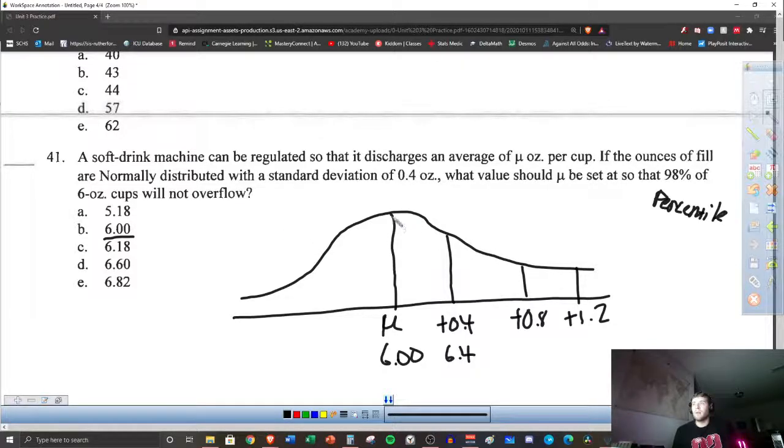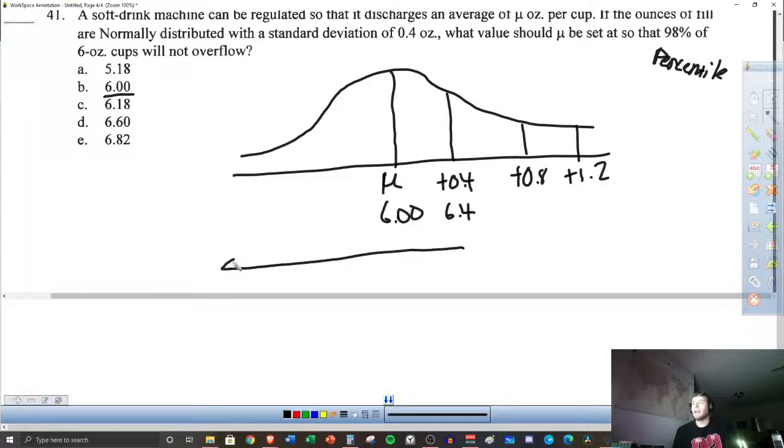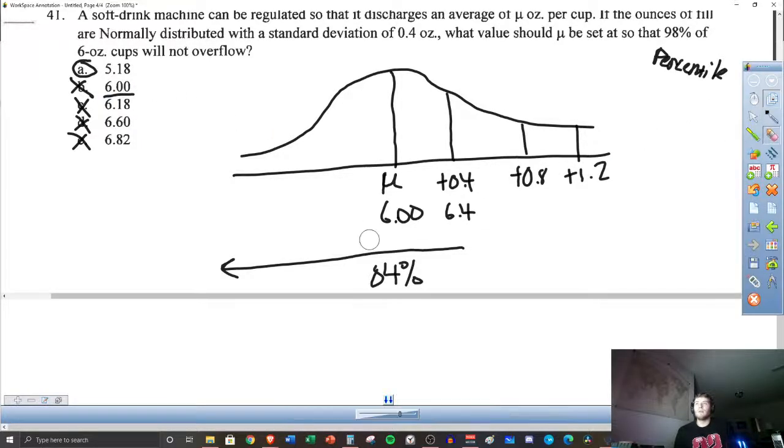Okay, well, if we go from one deviation back, if we add up all the area, we know it's 50% to the left. So this is 84% for one deviation. So it's already overflowing. It didn't even get to 98%. So it can't be this. Now think about the rest of these. Are any of these going to work down here? No, no, no. So by process of elimination, 5.18 is going to be the best choice for us, because if we do 5.48 or 18, we get 5.58.